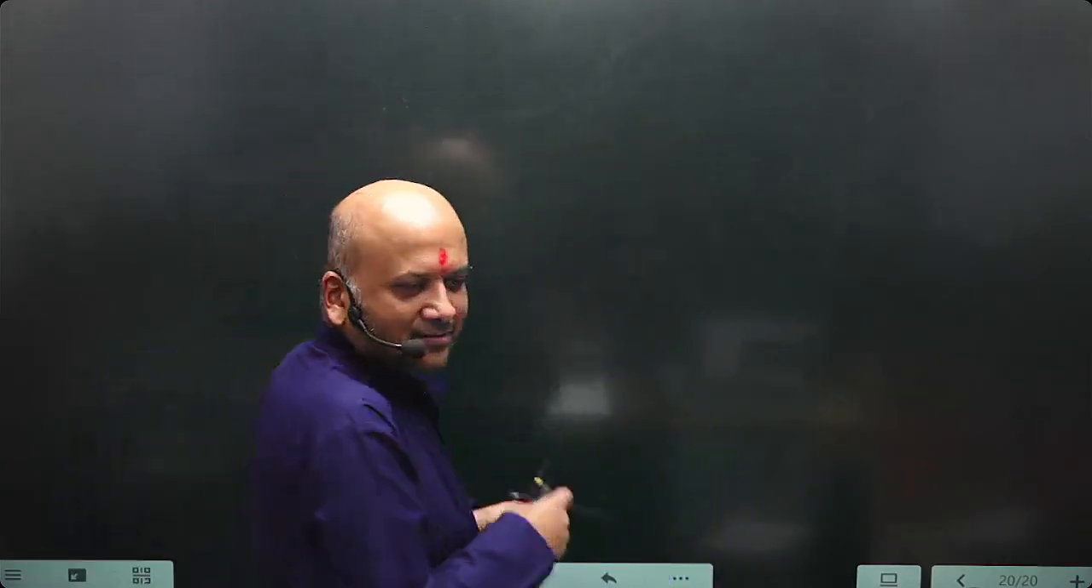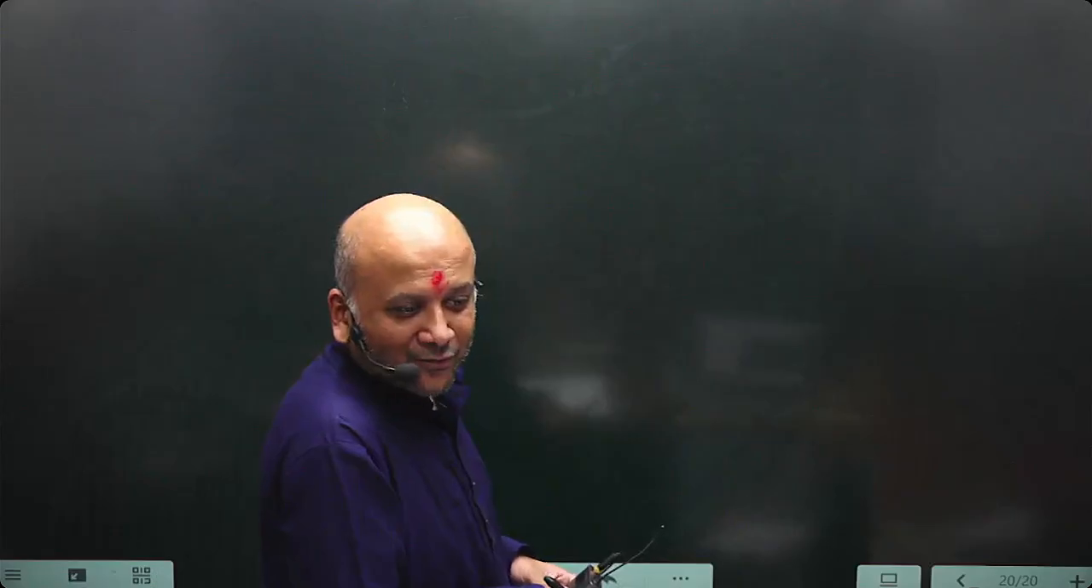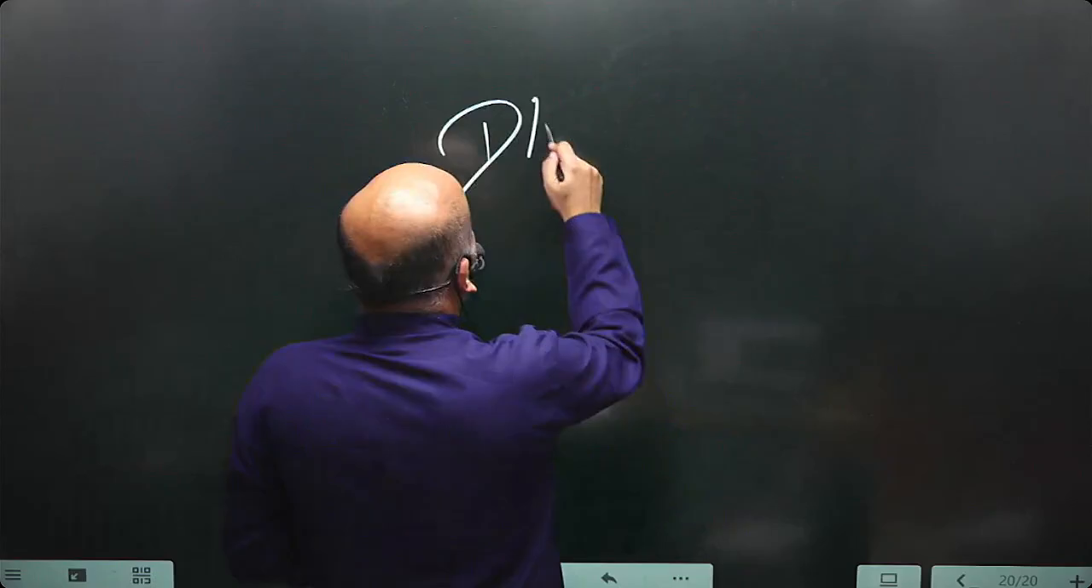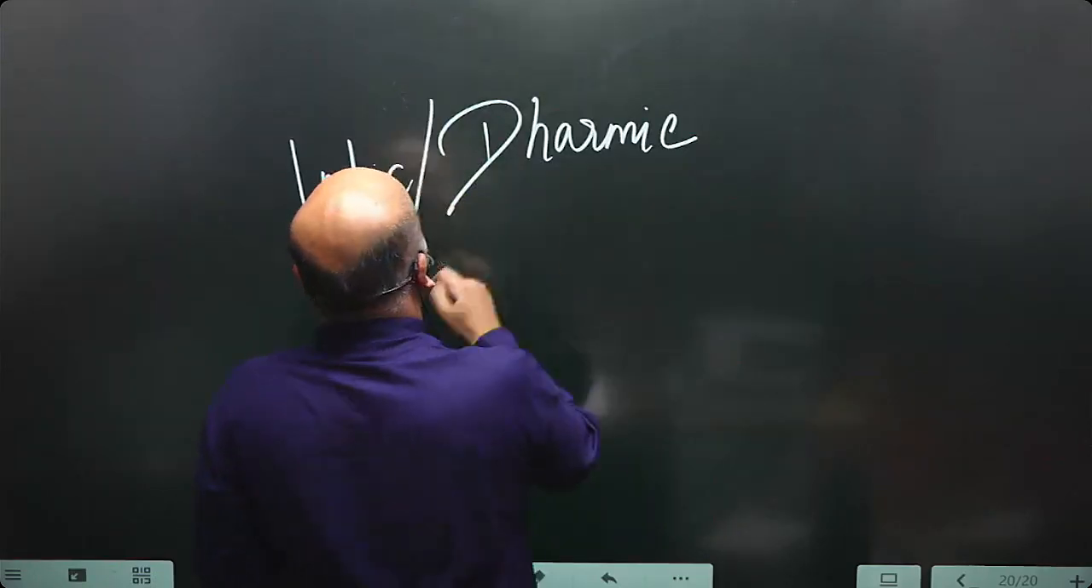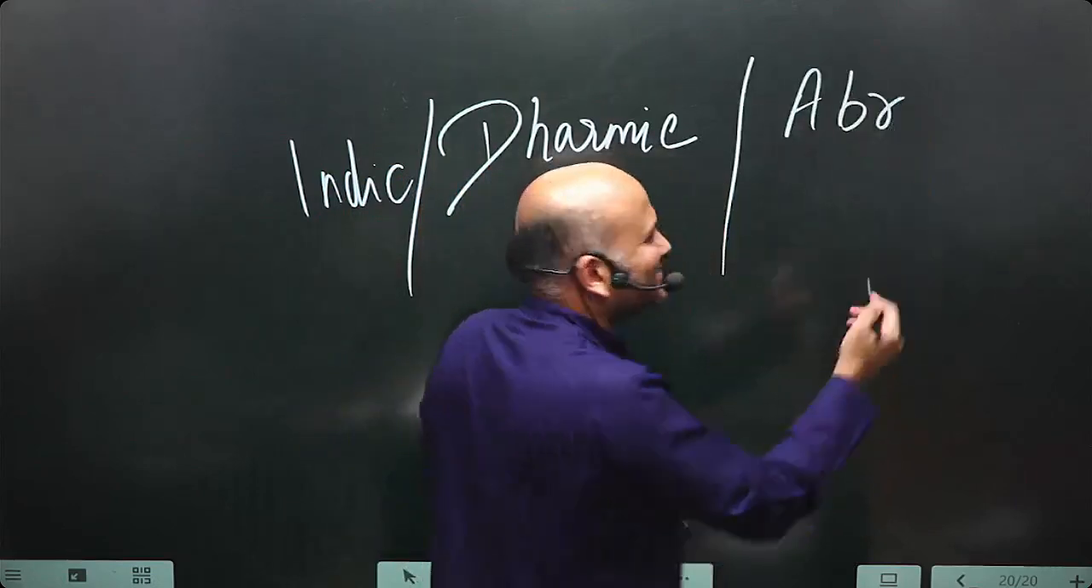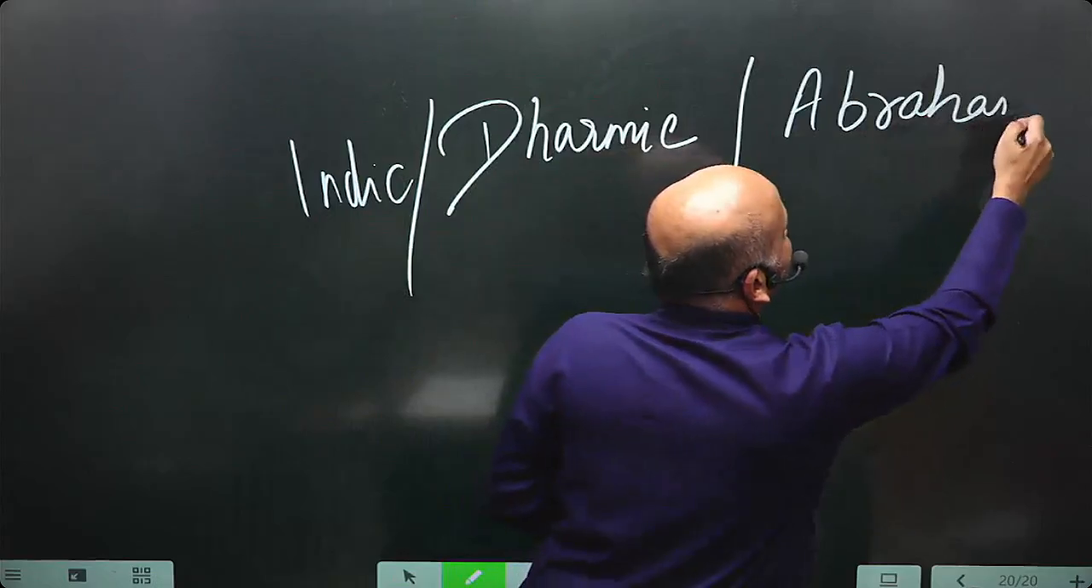Where was I? 2 types of what are called as the dharmic religions or the Indic religions and the Abrahamic. Other क्या होता है? Abrahamic religions.